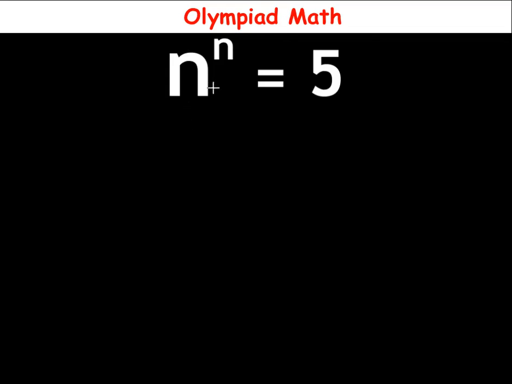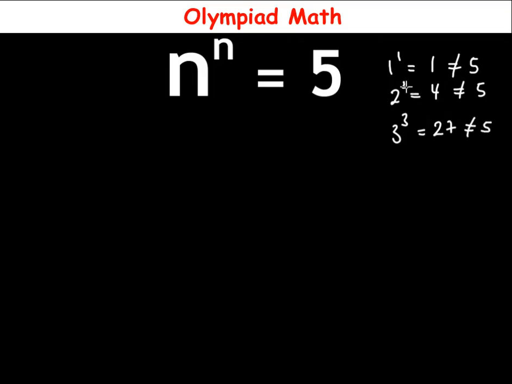So we have n to the power of n is equal to 5. This means, what number will you raise to the same number that will give us 5? Okay, let's say we have 1 to the power of 1 is equal to 1, and 1 is not equal to 5. If we try 2 to the power of 2 is equal to 4, and 4 is not equal to 5. If we also try 3 to the power of 3 is equal to 27, and 27 is not equal to 5.